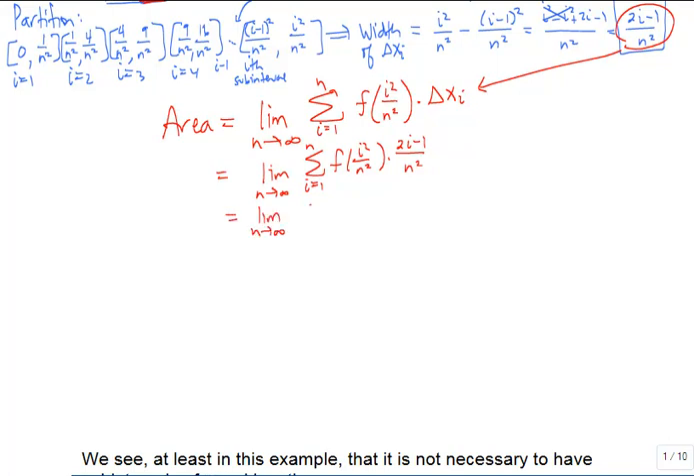Now remember what our function is. Our function is the square root function. So I'm going to take this input and plug it into my square root function. The reason why we chose this particular right endpoint formula is because these are perfect squares now inside of my square root. So this actually simplifies to a nice i over n.